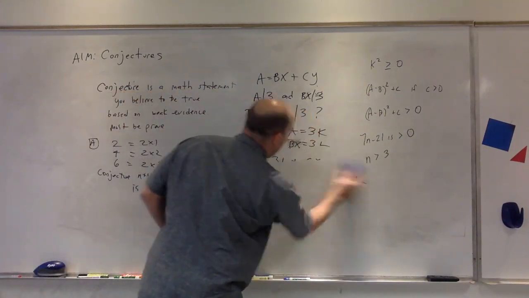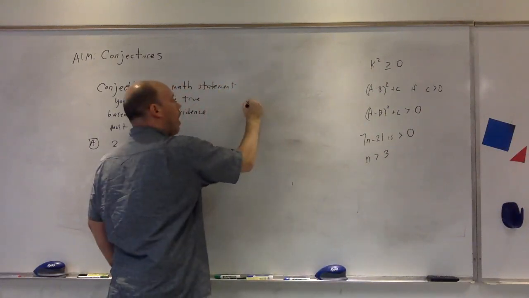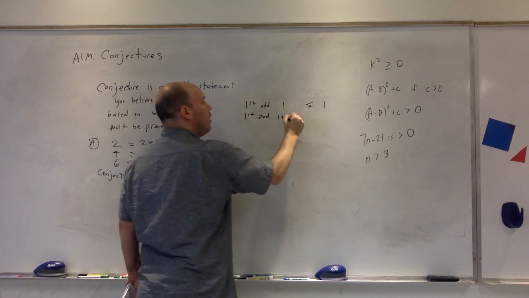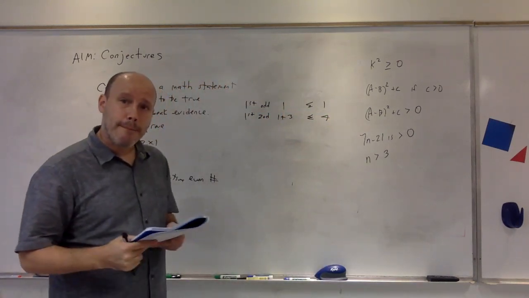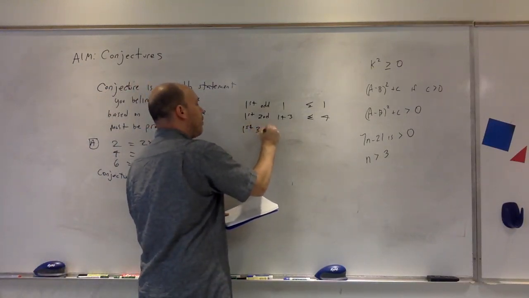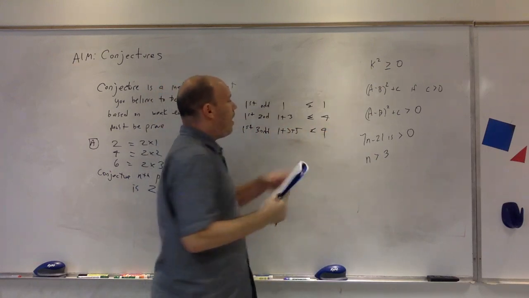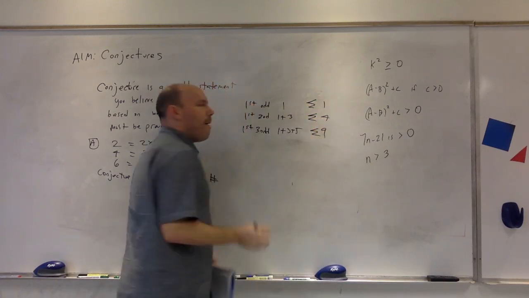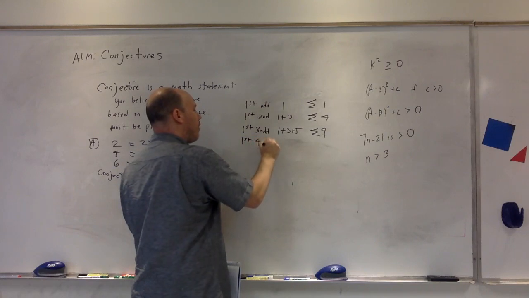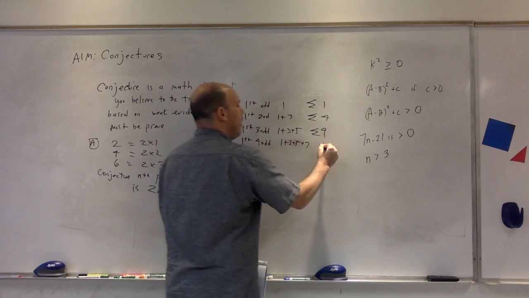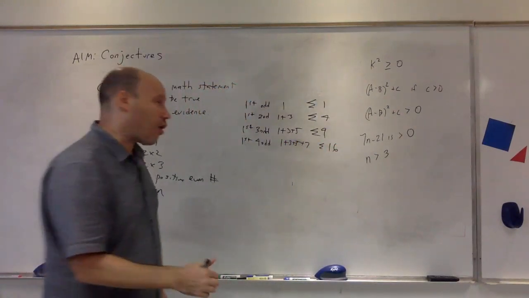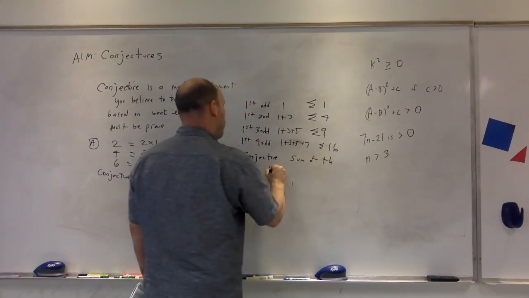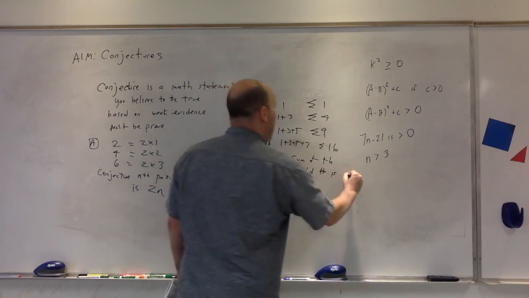Here's something more interesting, a very interesting conjecture. What is the first odd number? It's 1, but let's add it up. We have 1. The first 2 odd numbers, 1 plus 3, that's 4. How about the first 3 odd numbers? 1 plus 3 plus 5, that's 9. Let's try another one. How about the first 4 odd numbers? 1 plus 3 plus 5 plus 7, that's 16. So you might want to come up with a conjecture. The conjecture is that the sum of the first n odd numbers is n squared.